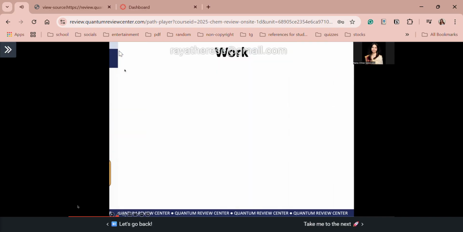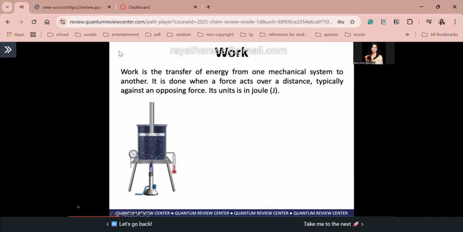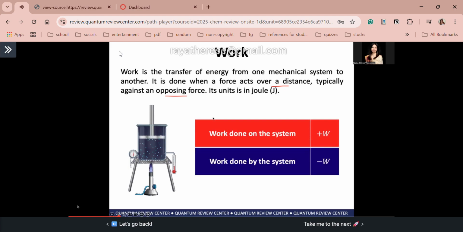So first, let's discuss work. Work is a transfer of energy from one mechanical system to another. So nangyayari ito when a force acts over a distance, typically against an opposing force. So again, it is done when a force acts over a distance, tapos it is done against an opposing force. So may kalaban siyang force. So ang units, guys, ng work is in joules. Ang basic sign conventions natin for work: for work being done on the system, kunwari yung surroundings, nagagawa siya ng work on the system, then work is positive. Pero pag work is being done by the system, for example, in expansion, then the sign of work is negative. Okay?